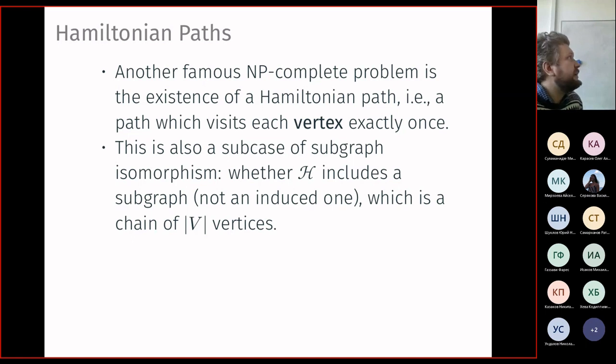So actually, Hamiltonian path is a spanning graph, right? It spans all the vertices. The question is as follows: whether the big graph includes a subgraph which is just a chain with the same number of vertices as the original graph. So this specific case of subgraph isomorphism is also NP-hard, and this can be proven.